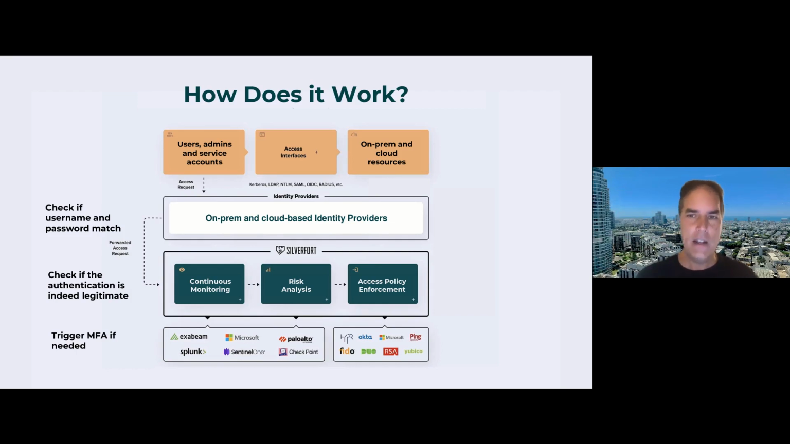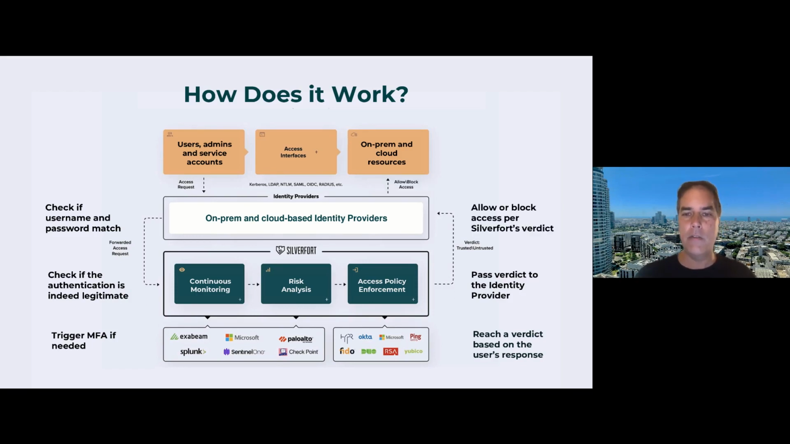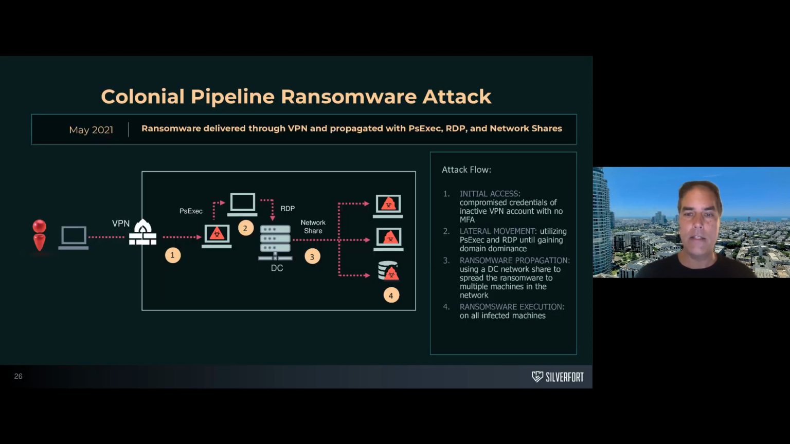Once we have that information, right, we've got a full context of the user and we have the response from the MFA prompt, we are then able to reach a verdict, right? You might call us the second opinion behind the identity providers. We determine what the verdict is, we pass that verdict on to the identity provider, who then takes the action of whether they are going to allow that access or block that access based on the verdict.